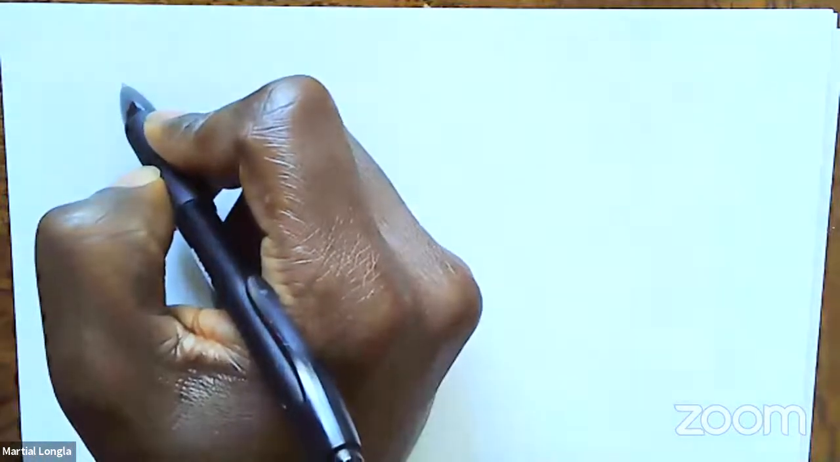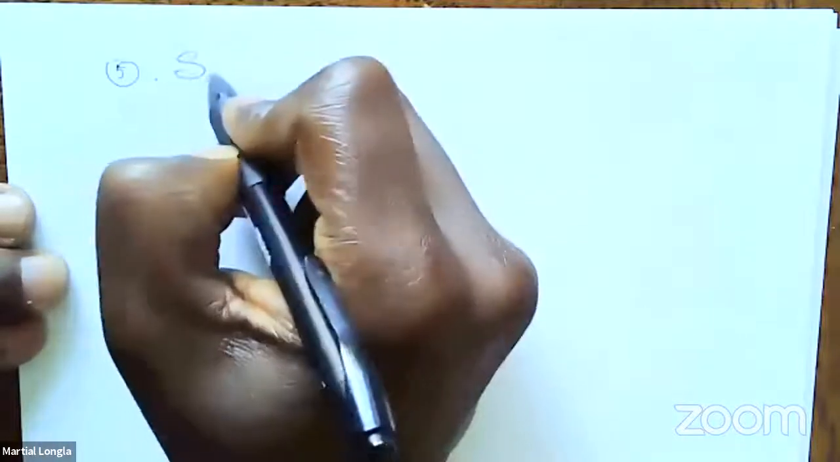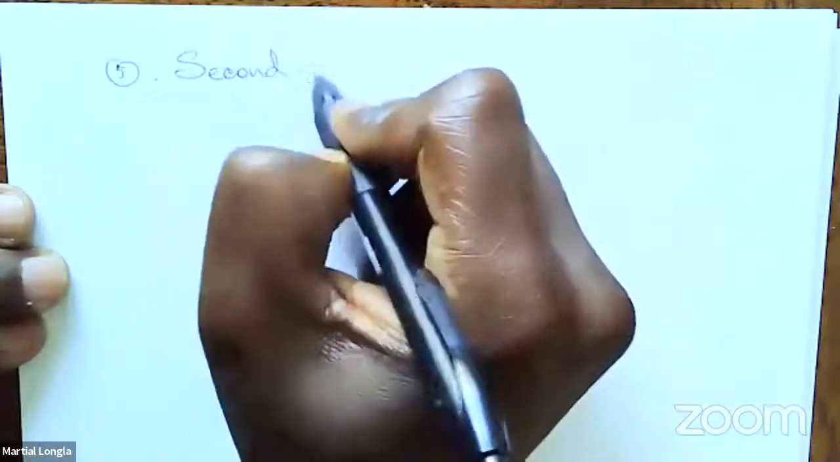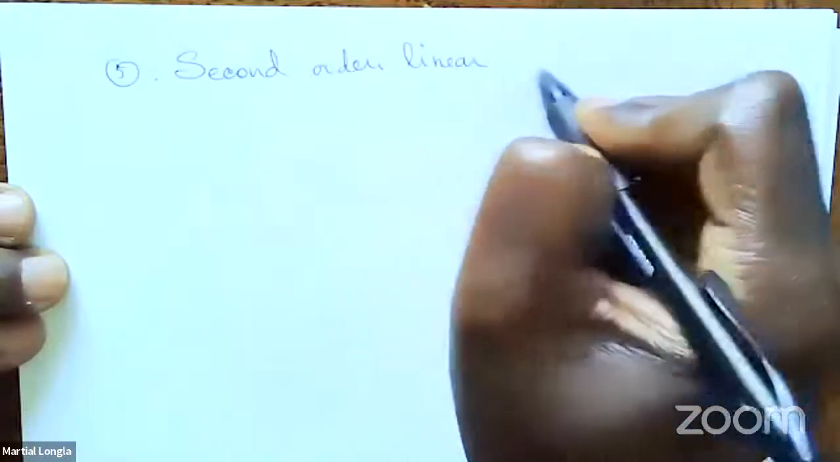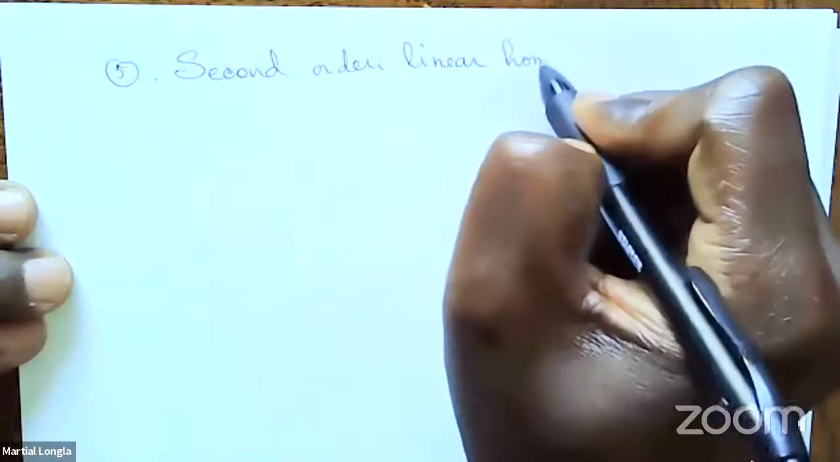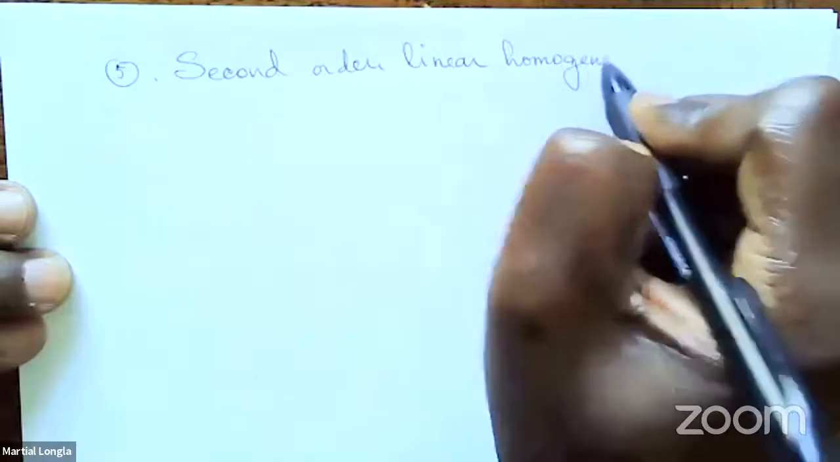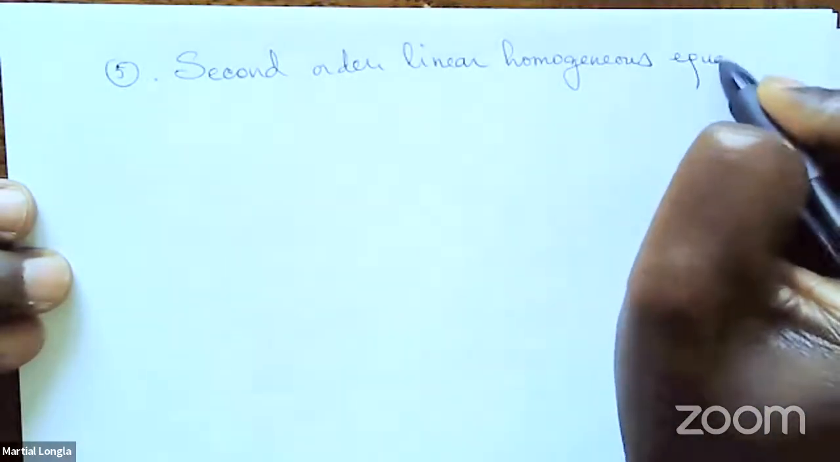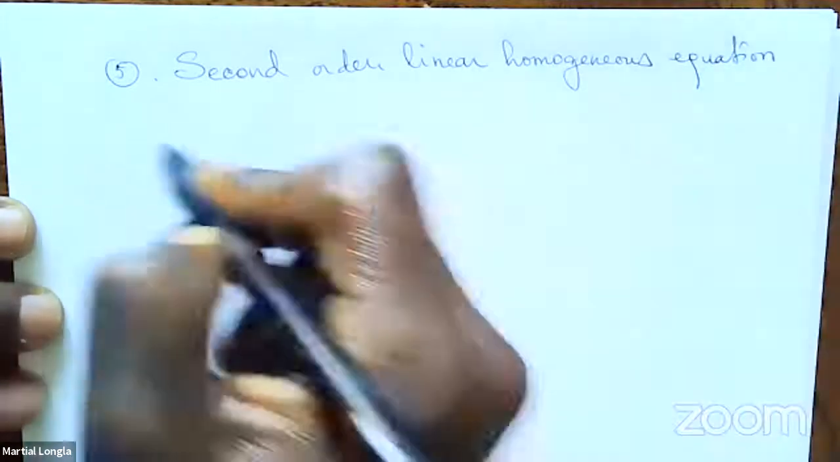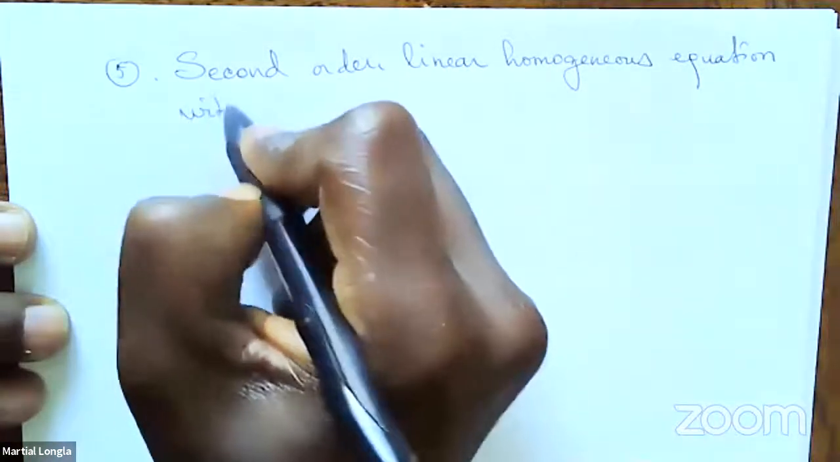All right, the next question is number 5, second order linear homogeneous equation with fixed coefficients.